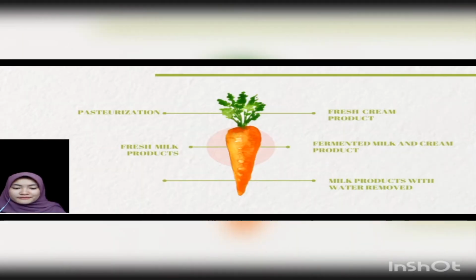Here are 5 dairy products that we can find in milk and cream. First, pasteurization. Second, fresh milk products. Third, fresh cream products. Fourth, fermented milk and cream products. Fifth, milk products with water removed.